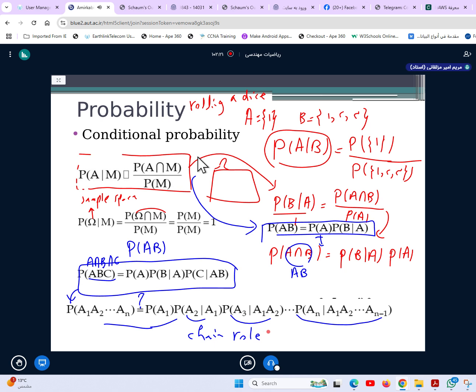In this slide, we talked about conditional probability. What's the meaning of conditional probability? Probability of A given M means that we know that M happened, and when M happened, we now want the probability of event A. We want the probability of A given M. We also discussed the chain rule, which is a result of the conditional probability formula. If you have any question, please ask. No question.